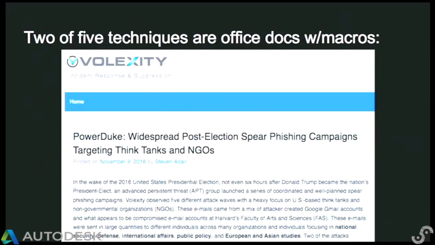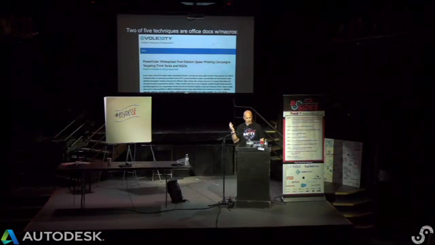Volexity put up this blog post right after the election about an APT29 campaign that got a lot of traction. There were over 2,000 targets. It was pretty big. APT29 is pretty advanced, I think, by most people's logic.